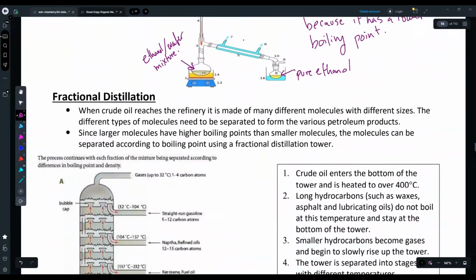Alright, now for fractional distillation, this is used when you're trying to separate different compounds out of crude oil. Okay, so when crude oil reaches the refinery, it's made up of many different molecules with different sizes. The different types of molecules need to be separated to form various petroleum products. So since larger compounds have higher boiling points than smaller ones, the molecules can be separated according to boiling point.